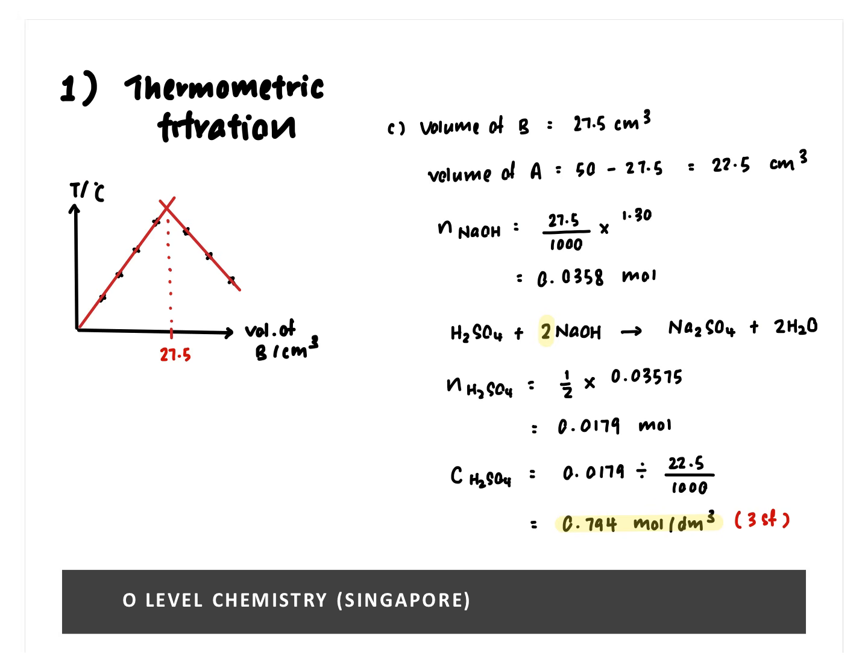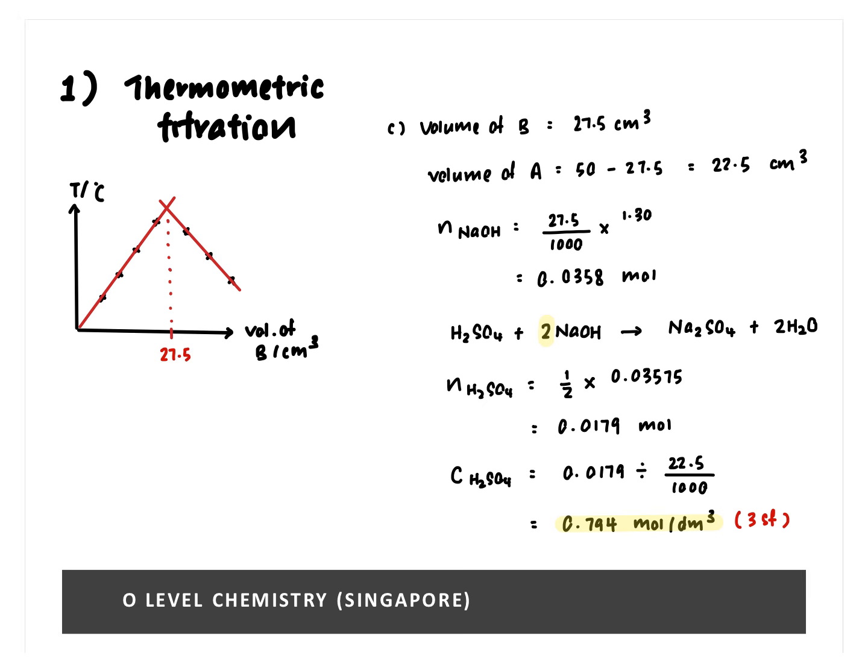So if you were to plot the graph, you will get two straight lines which intersect at a point. And what's important at this point of intersection is the volume of B, because that would give you the titer value, or that represents the end point of the titration. So if you have done everything correctly, you should get a volume of maybe 27.5.